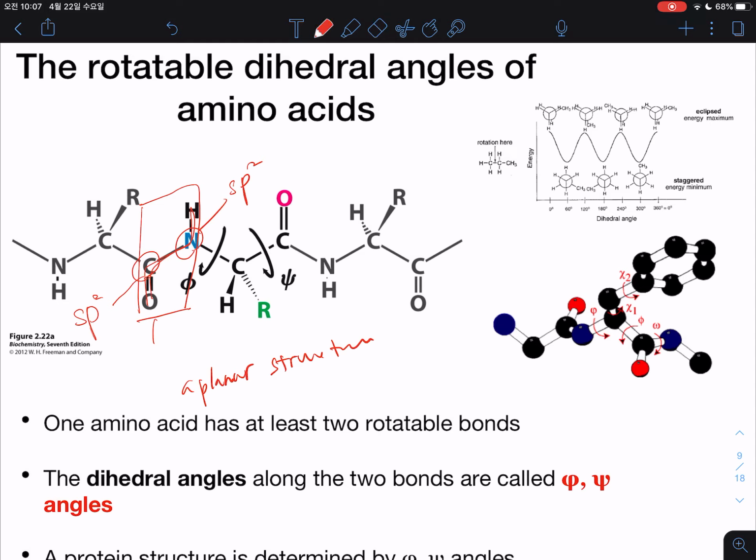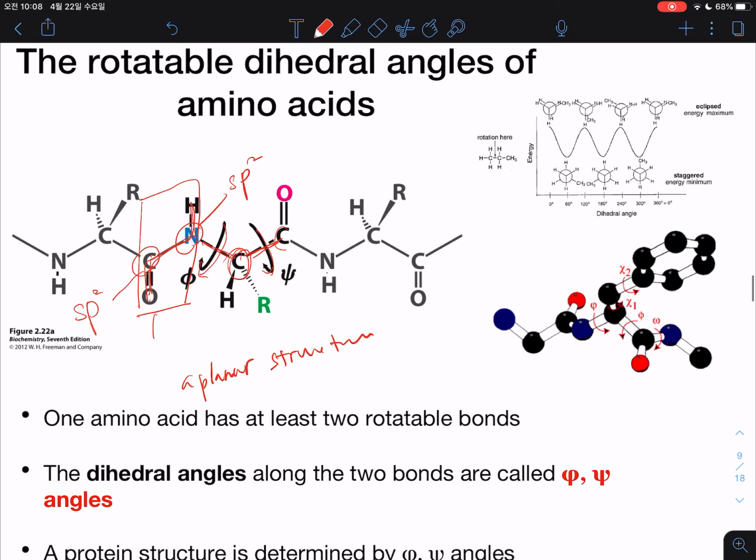So they don't rotate. These four atoms don't rotate. They are just on the same plane, right? But this bond and this bond and this bond can be rotated. So these are rotatable bonds. As you see, this carbon is an sp3 carbon, so these bonds are rotatable.